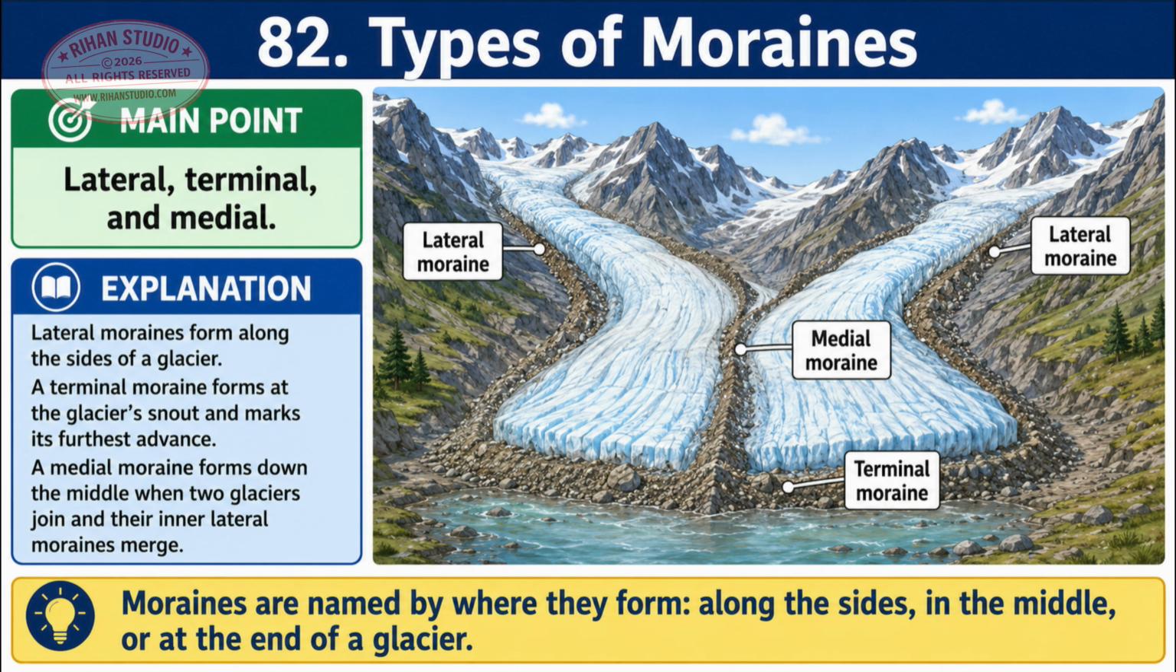There are three main types of moraine named by where they form. Lateral moraines build up along the two sides of a glacier. A terminal end moraine forms at the glacier's snout and marks the furthest point it advanced. And a medial moraine forms down the middle when two glaciers merge and their inner lateral moraines join together.